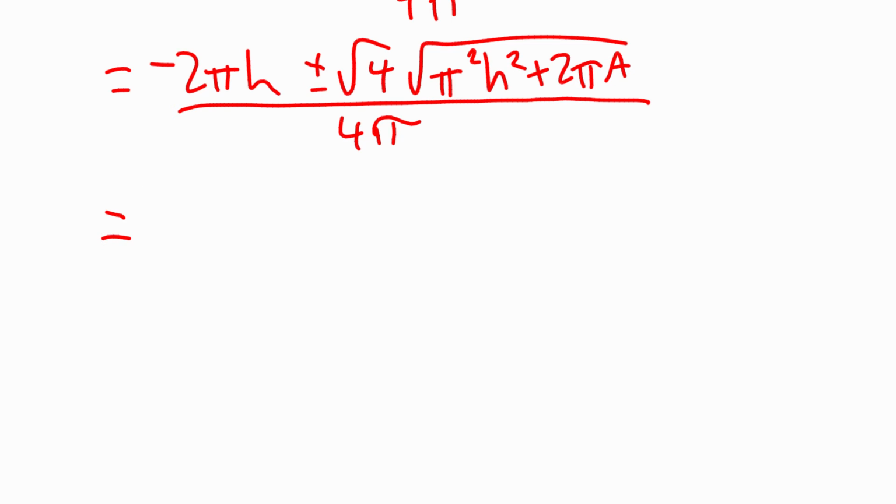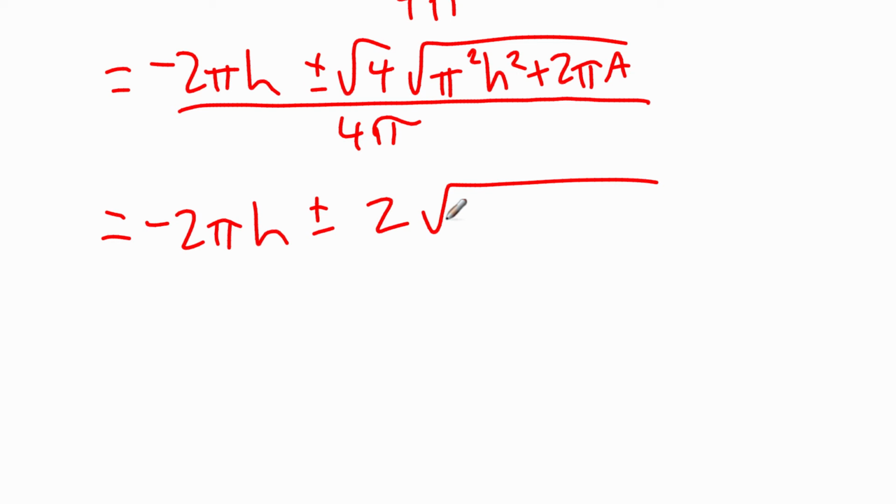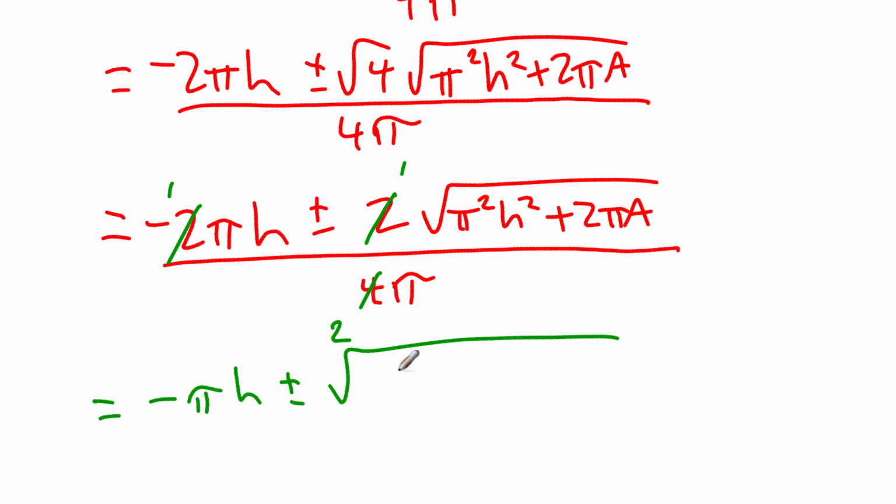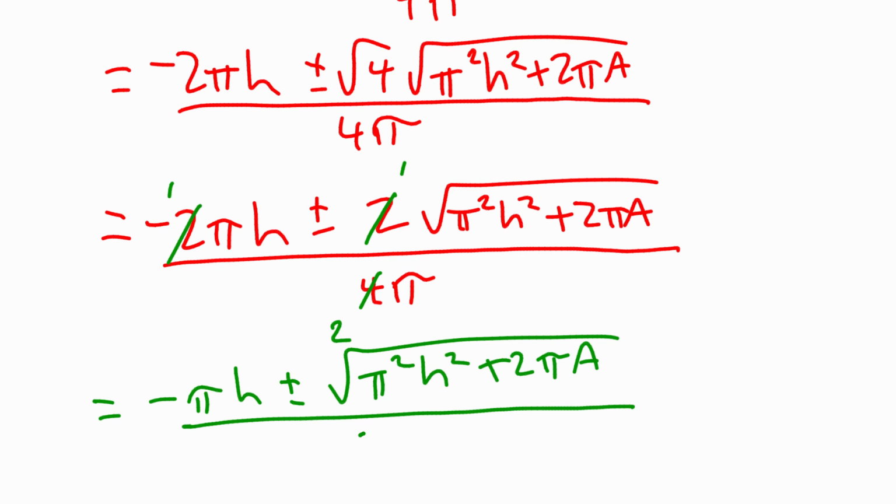Okay, now the square root of 4 is 2, so it'll be a 2, and then this pi squared h squared plus 2 pi a inside, all over 4 pi. Now there's some canceling I can do. So there's a 4, a 2, and a 2. So 2 will go in here once, 2 goes in there once, and 2 goes into 4 twice. So my answer will come out to be negative pi h plus or minus the square root of pi squared h squared plus 2 pi a all over 2 pi.